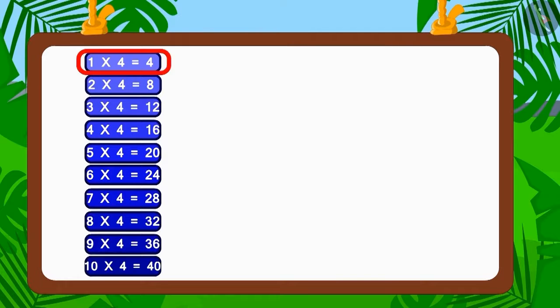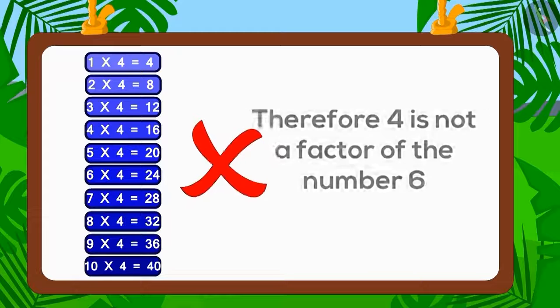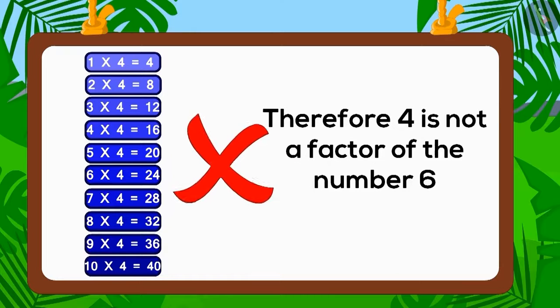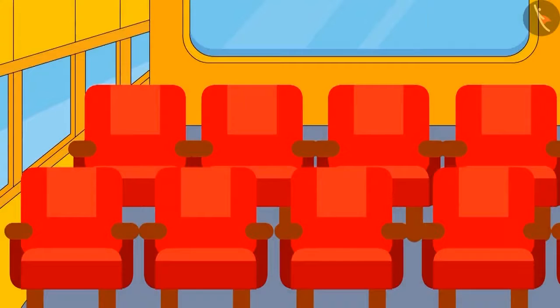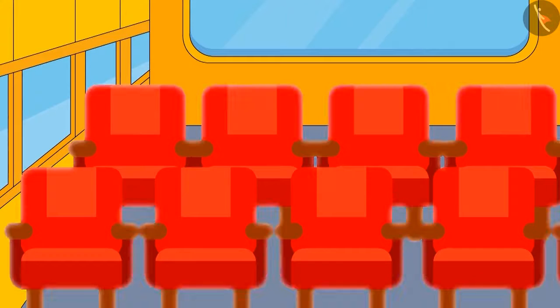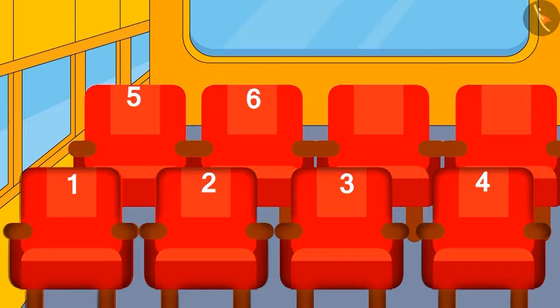Does the number 6 appear in table of 4? No. Therefore, 4 is not the factor of number 6. In other words, if in a bus 4 people sit in each row, then 6 people will be able to sit in 2 rows. But the number of people in each row will not be equal.